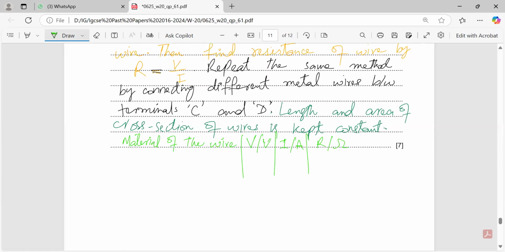And if you want to, you can write one precaution: use a lower value of current to reduce the heating effect of current. Because if the temperature becomes very high, the resistance of the metal, even for the same metal, will get higher. So these are the key points for this paper, and I'm hopeful that you have understood it and it will be beneficial for you.